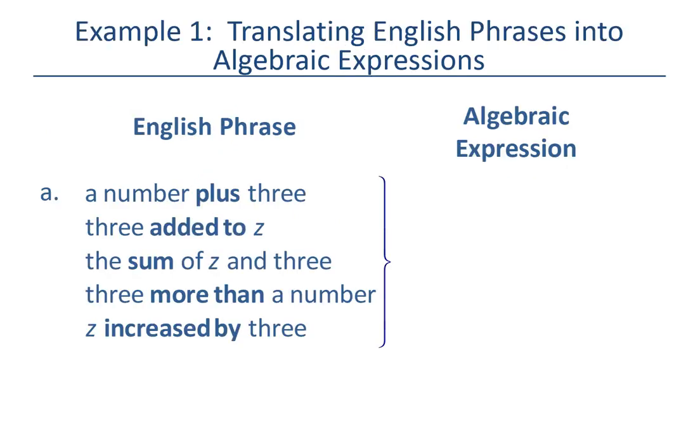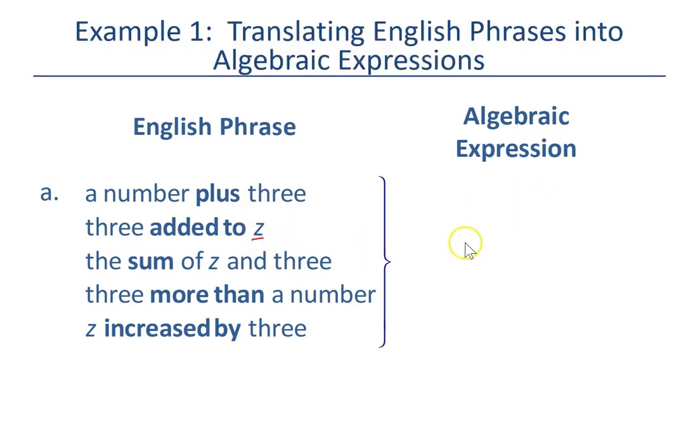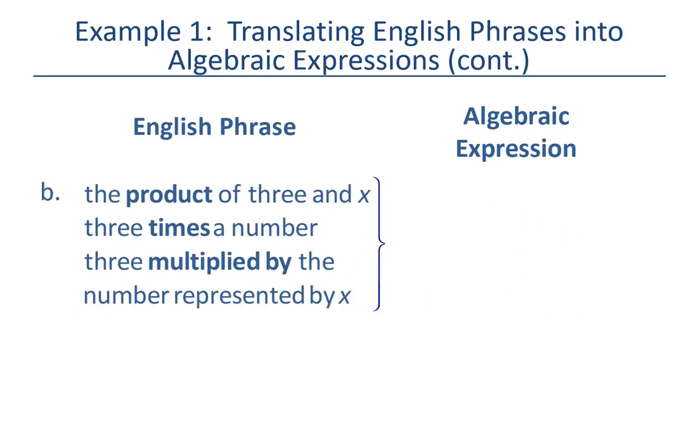A number plus 3, 3 added to z, the sum of z and 3, 3 more than a number, z increased by 3. That is basically telling you this right here. When it all boils down, it's giving us a variable z in there. A number plus 3. Well, what's the number? They've given me a whole bunch of z's here. So a number plus, we know what plus is, and then 3. That would be your algebraic expression on this one.